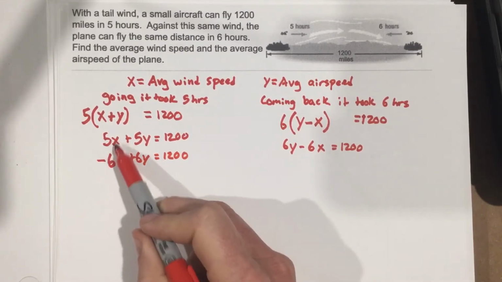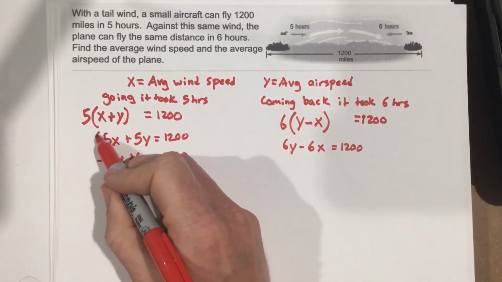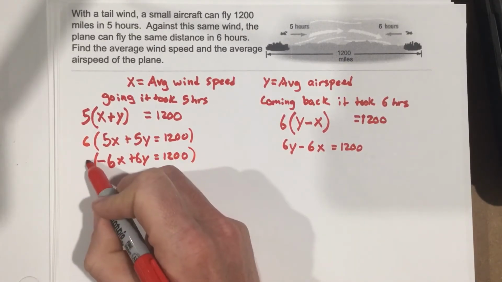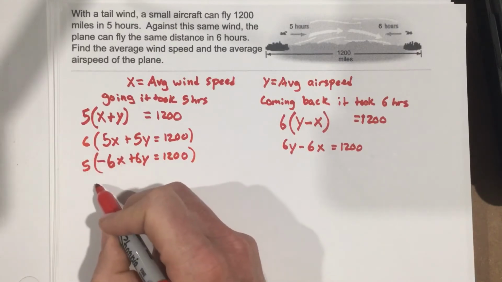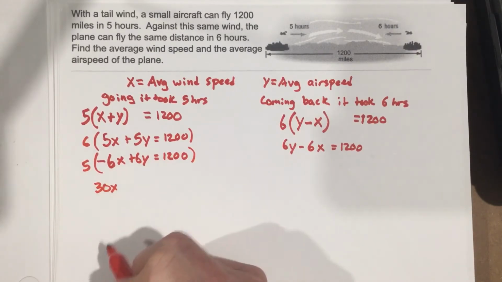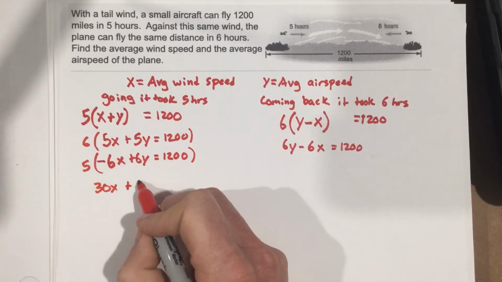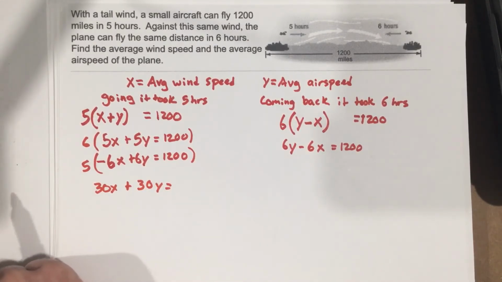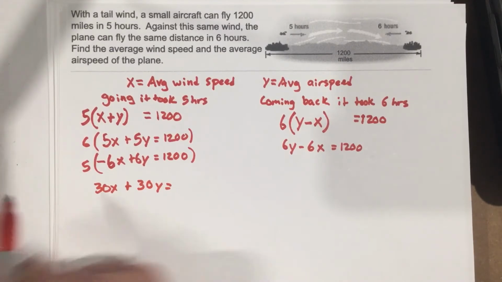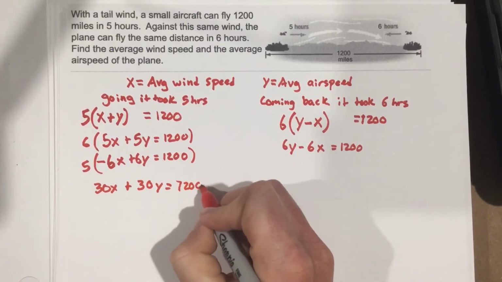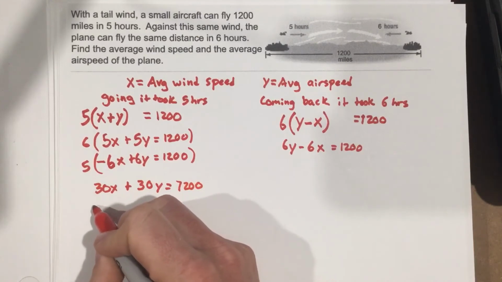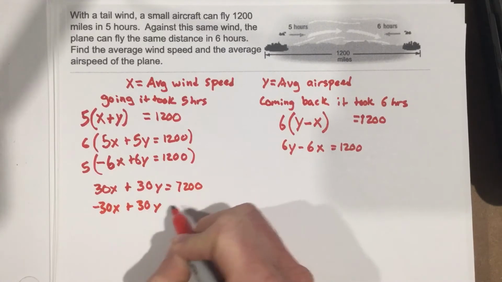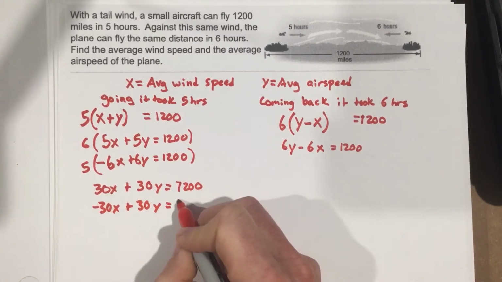I'm going to cancel out the x terms. So I'm going to multiply the top equation by 6 and the bottom equation by 5. And this is going to give you 30x plus 30y equals 6 times 1,200, which is 7,200. 5 times negative 6x is negative 30x, plus 30y equals 5 times 1,200, which is 6,000.